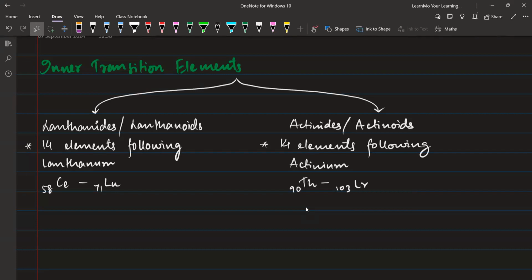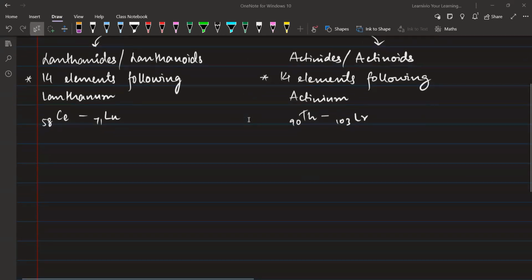So while we will be discussing the lanthanides and the actinides, also include lanthanum and actinium in the discussion because they pretty much resemble lanthanides and actinides. The actinium resembles actinides. Okay? They are not parts of lanthanides and actinides, but whenever we discuss them, we are going to include the lanthanum and the actinium also. Can I move on?